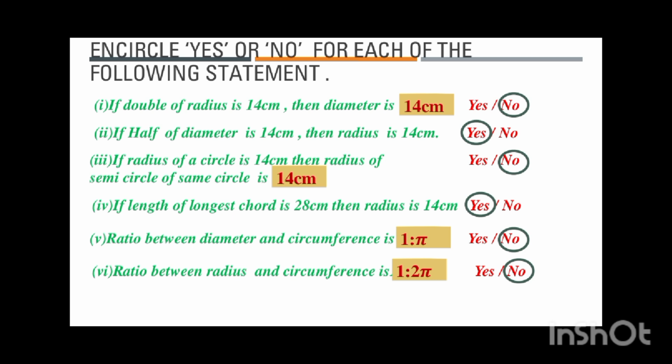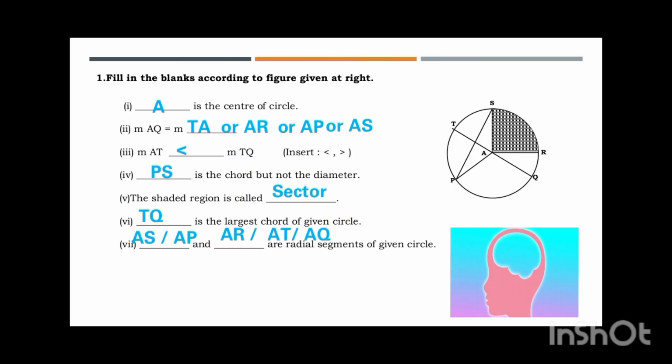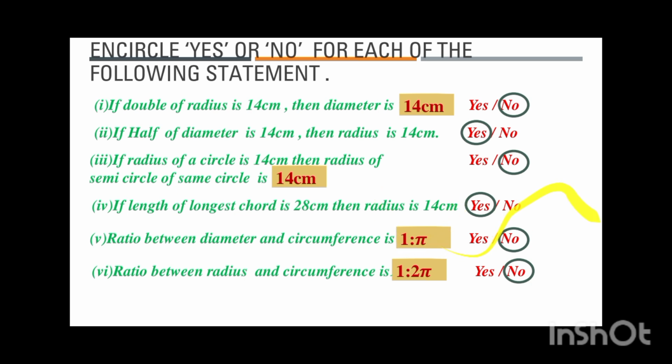Okay, if half of diameter is 14 centimeter and radius is 14 centimeter, yes. If double of radius 14 centimeter and diameter 14 centimeter, no, because double of radius means r multiplied by r, that makes r square. We are not talking about square here, we're talking about double. So if half of diameter is 14 centimeters, that's definitely radius, because radius is half of diameter.